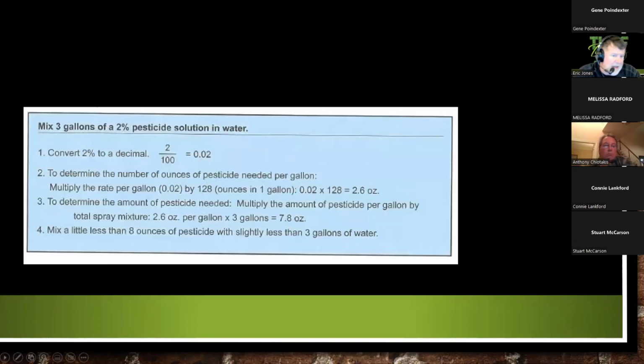So here's one. We're going to mix 3 gallons of a 2% pesticide solution in water. We convert the 2% to a decimal. 2 divided by 100 is 0.02. To determine the number of ounces of pesticide needed per gallon, we multiply the rate per gallon, which is 0.02, by 128, the ounces in a gallon. 0.02 times 128 is 2.6 ounces. So to determine the amount of pesticide needed for our total spray mixture, multiply the amount of pesticide per gallon, 2.6, times 3 gallons, and we need 7.8 ounces. So mix a little less than 8 ounces of pesticide with slightly less than 3 gallons of water to give us our 2% solution.